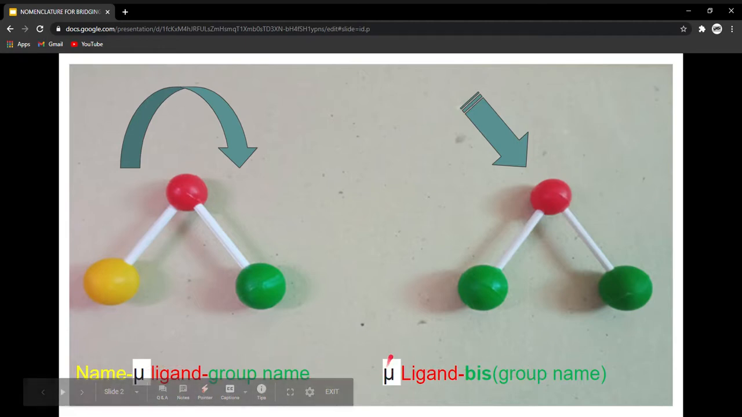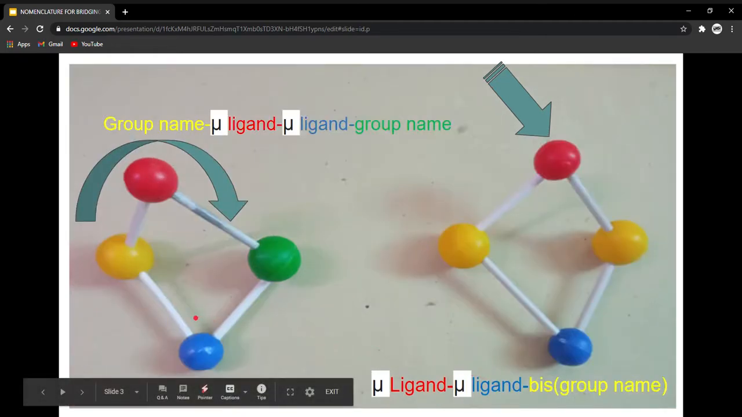Okay, this is the second case. Here you can find the two groups are the same. The green balls indicate the groups attached to the ligand. The bridging ligands are identical. For that, we are going to give the name bis. Bis. Clear? This is case number 2.